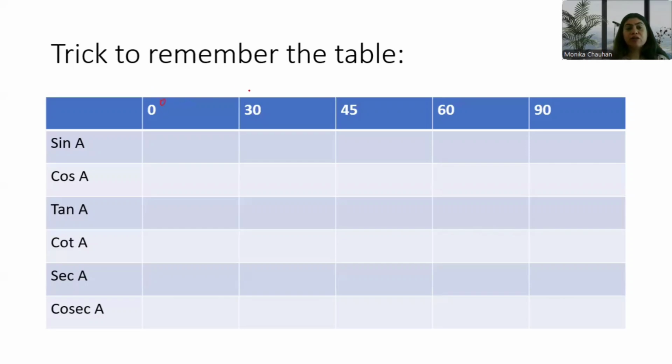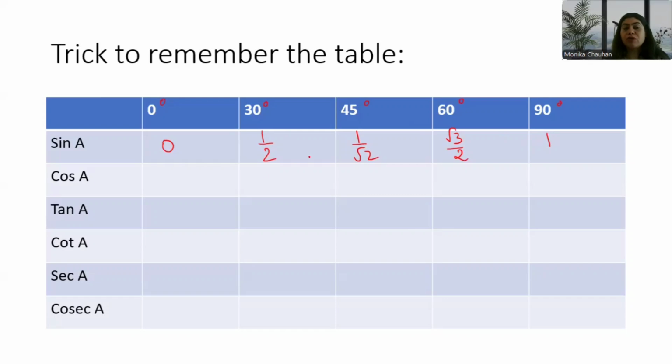So in the beginning, you all have to remember only sine A. So one trigonometric ratio you remember, the other will come on its own, automatically. The first one, I have remembered it, so you also please remember it. Sine 0 is 0. Sine 30, 1 upon 2. Sine 45, 1 upon root 2. Sine 60, root 3 by 2. And sine 90 is 1.